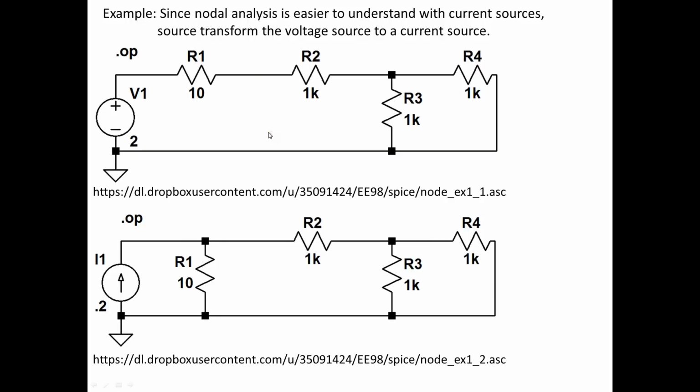tends to do better with current sources, and so in this case I transform this voltage source to a current source. And you can see the current has been divided by this resistance, 0.2. I have R1 now in parallel with the current source, and the rest of the circuit is untouched. And if you want to see these circuits, you can cut and paste this link into the open file pop-up when you run LTSpice.